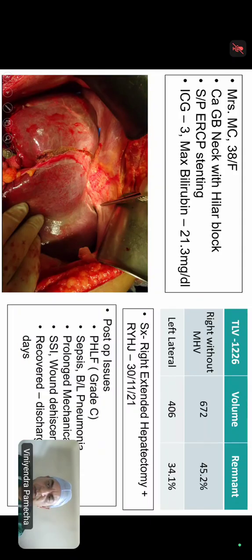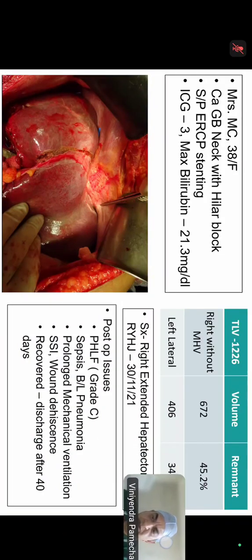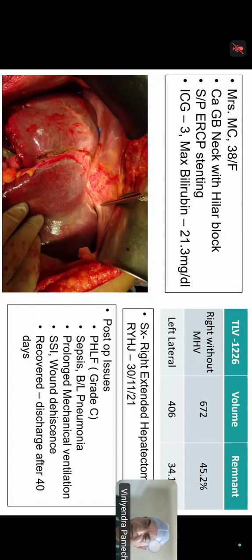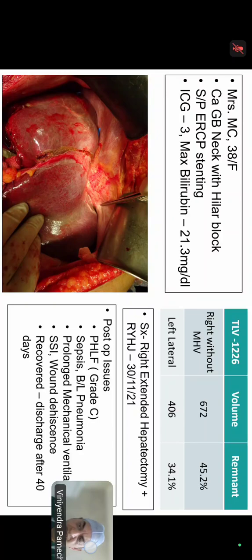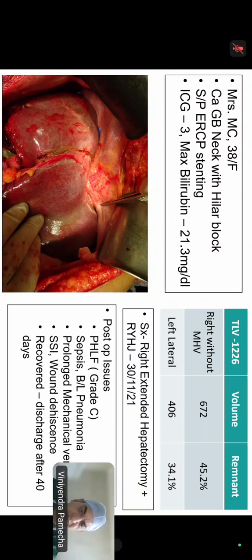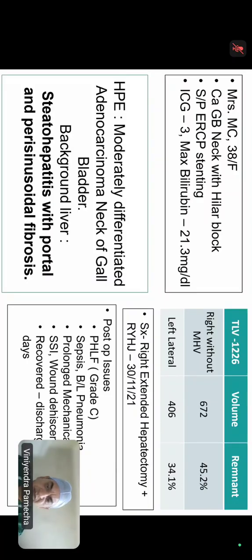Post-operatively, she did develop post-hepatectomy liver failure, grade C. She had sepsis, bilateral pneumonia, prolonged mechanical ventilation, SSI, and wound dehiscence. And finally, she did recover in 20 days. So why I have this case here is that, on the background, she has steatohepatitis with portal and perisinusoidal fibrosis. So in spite of having good volume, she still developed post-hepatectomy liver failure.